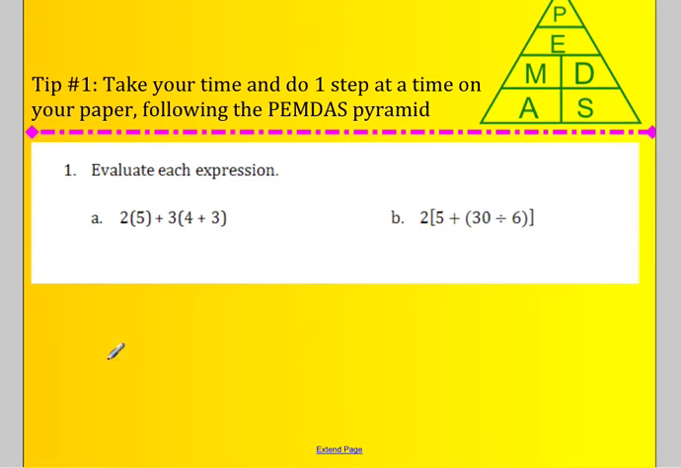Let's go ahead and look at example 1. A little tip here: take your time and do one step at a time on your paper. Follow the PEMDAS pyramid. Just take your time.